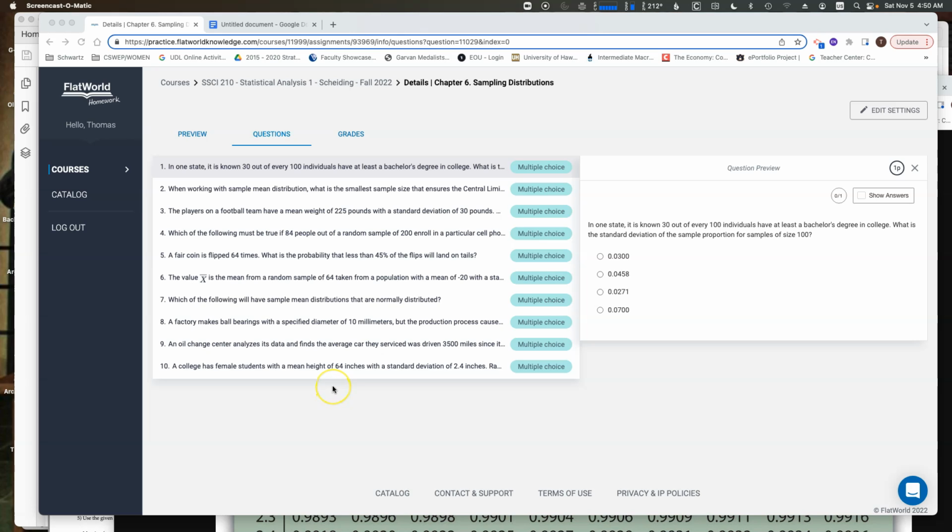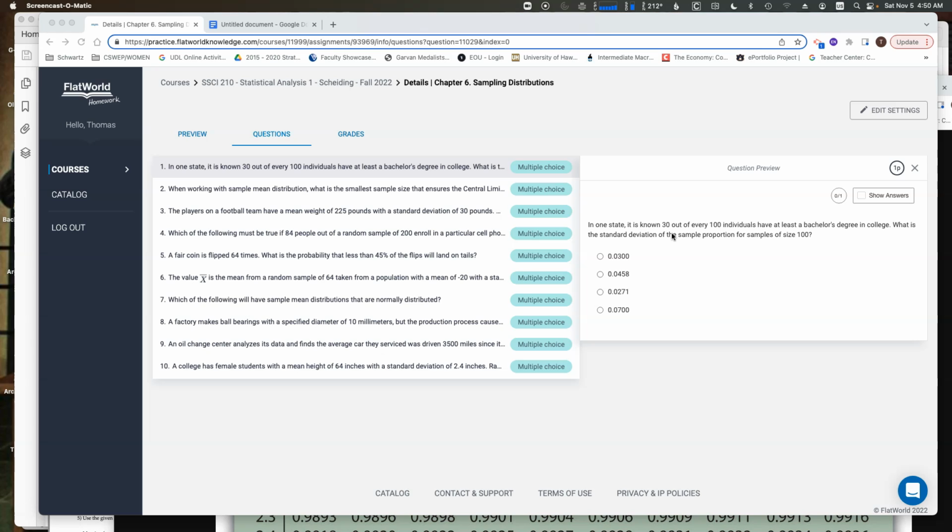Okay, so this is Chapter 6, Sampling Distributions. So let's start. Number 1. In one state, it's known 30 out of every 100 individuals have a bachelor's degree. What's the standard deviation of the sample proportion for sample size 100?